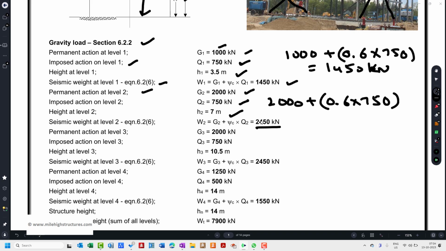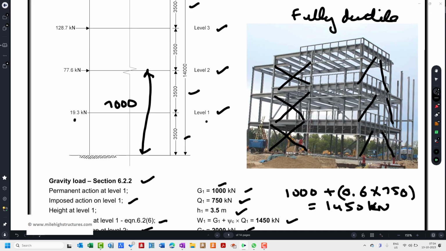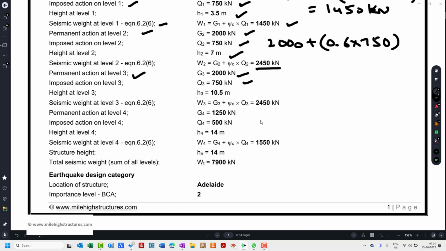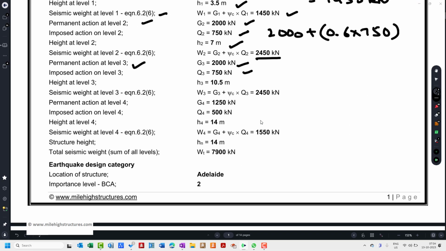Similarly, for the permanent action at level 3, again we assume that it is 2000. The height for level 3 shall be measured from this point to this point, that is H3, which shall be 10.5 meter, or 10500 mm. The seismic weight is again 2000 plus 0.6 times 750, and this value again comes out to be 2450 kN.